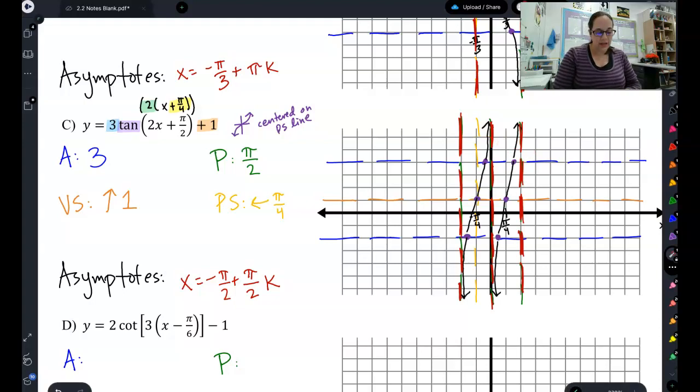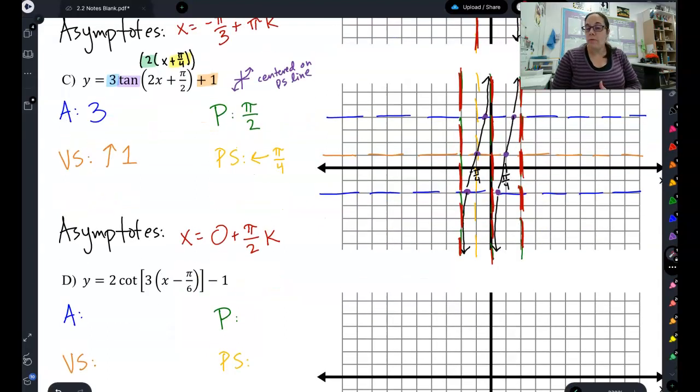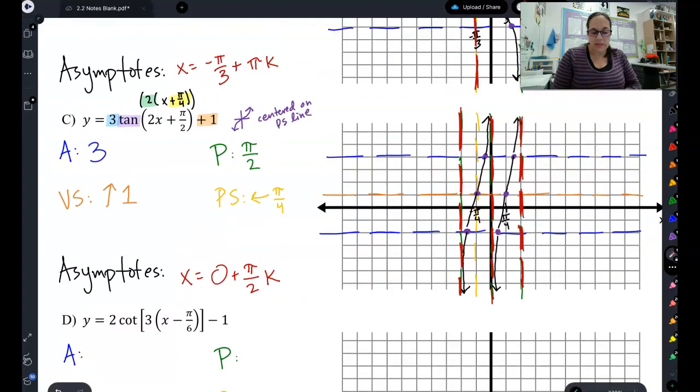You could honestly, if you don't want to start at negative pi halves, just pick one of these asymptotes. So notice one of our asymptotes is at 0. So I could have changed this to be 0 plus pi halves k. You just have to pick one of these and then add the width apart. So that's a tangent. Hopefully you did pretty good, maybe a couple small mistakes.